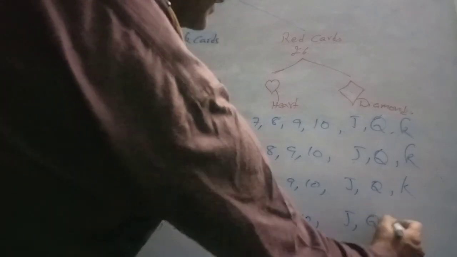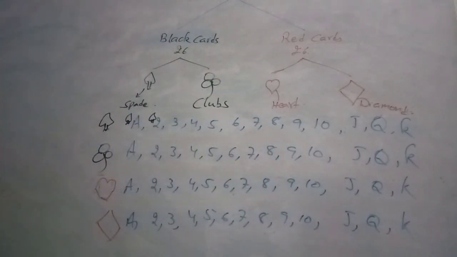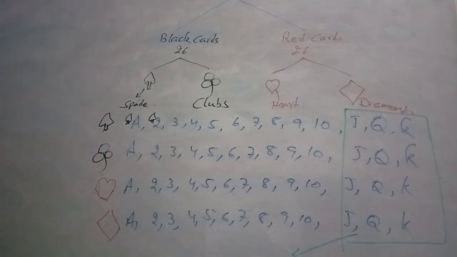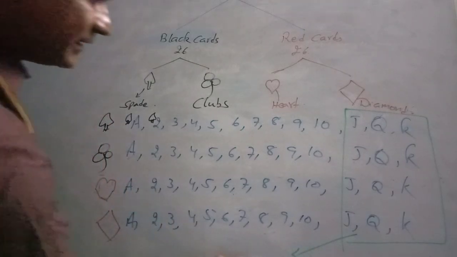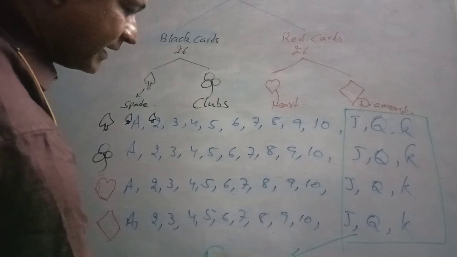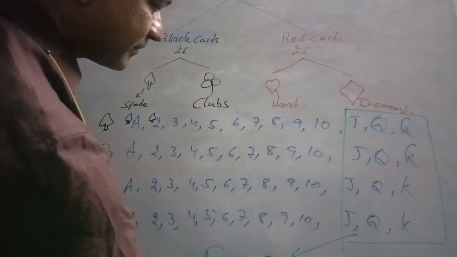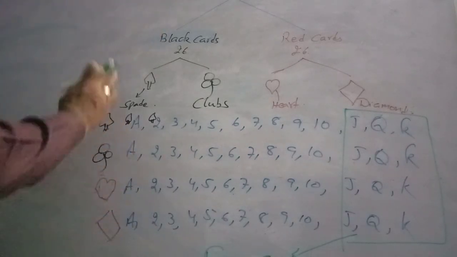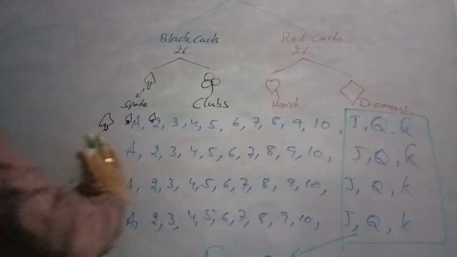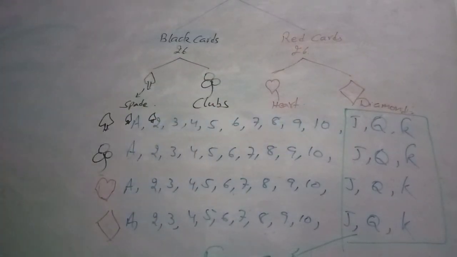Here we have to see one more thing. Jack, queen, king are called face cards. These are all face cards. Generally we won't use the term picture card. A, J, Q, K are called picture cards. Face cards and picture cards.